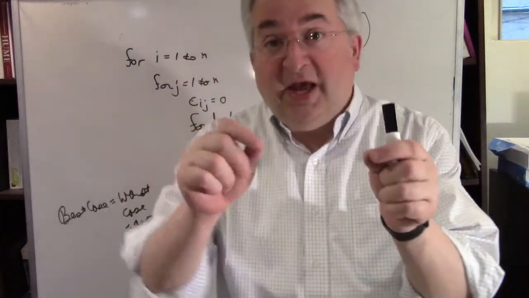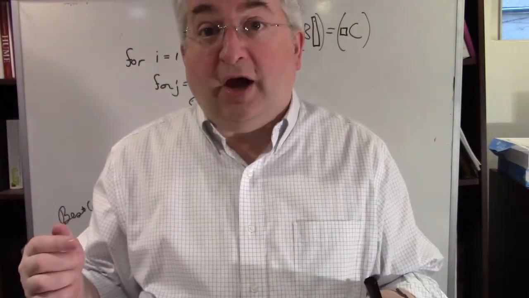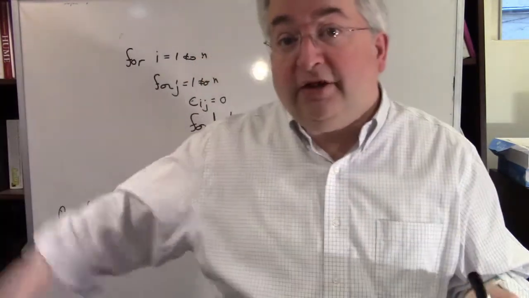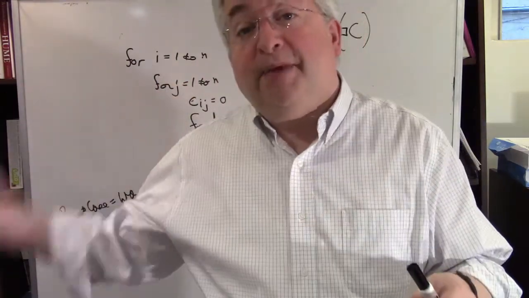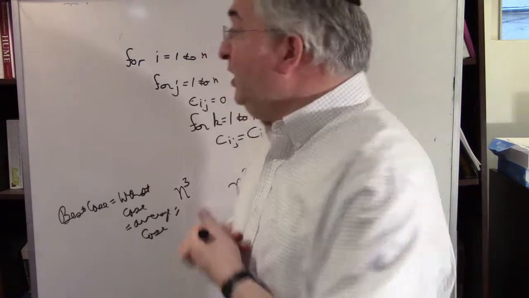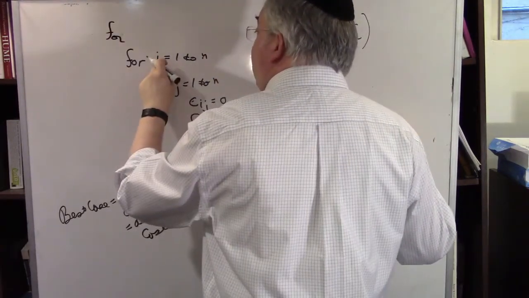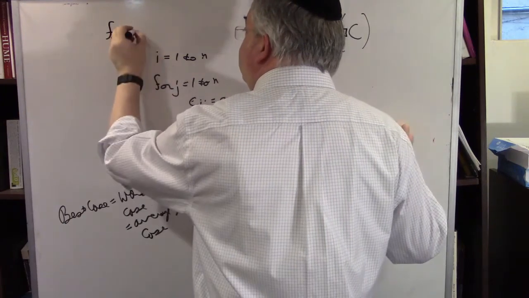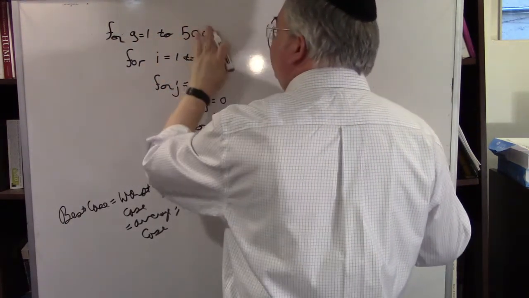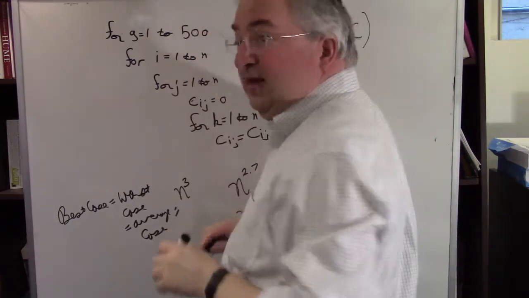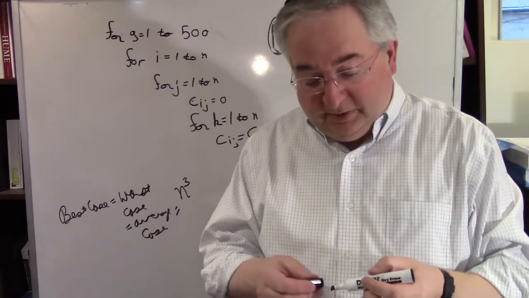Take that matrix and multiply it by itself 500 times. That means you do another loop, and inside that loop, you multiply it by itself. So that's going to be another thing. What's before I? A, B, C, D, E, F, G. For G equals 1 to 500, multiply the matrix by itself 500 times.